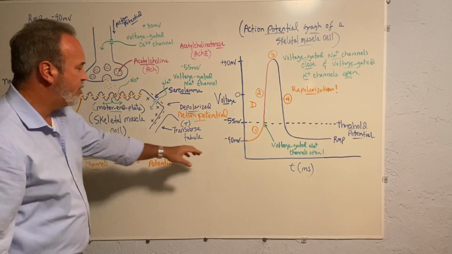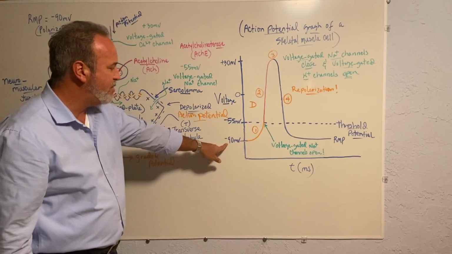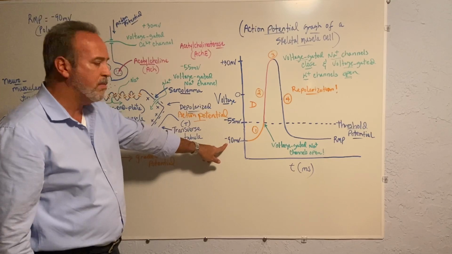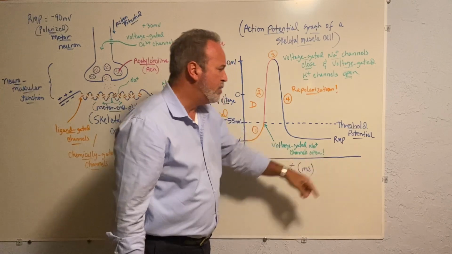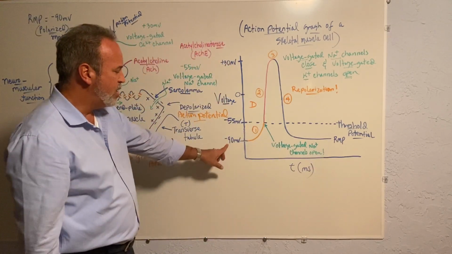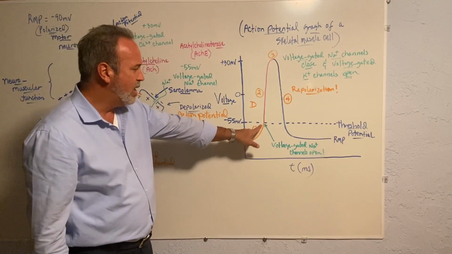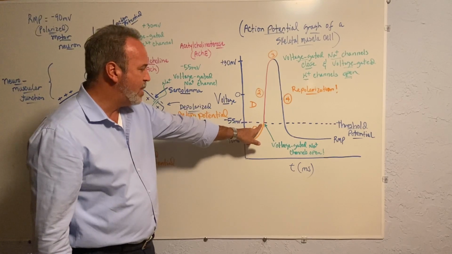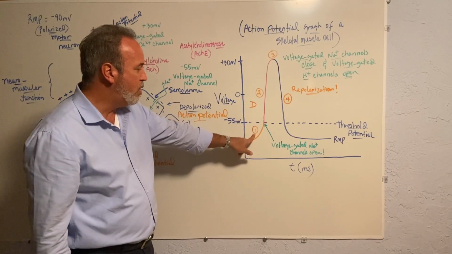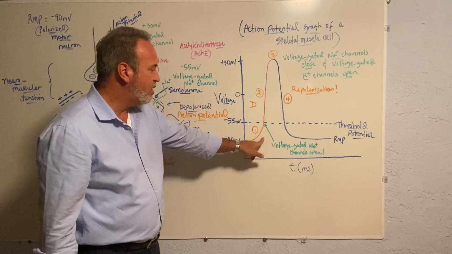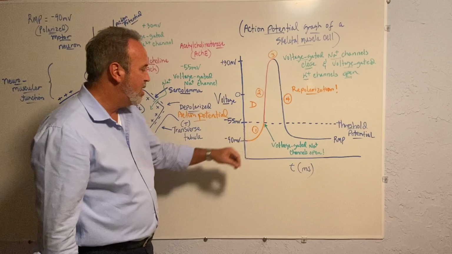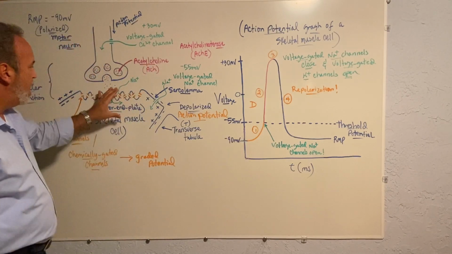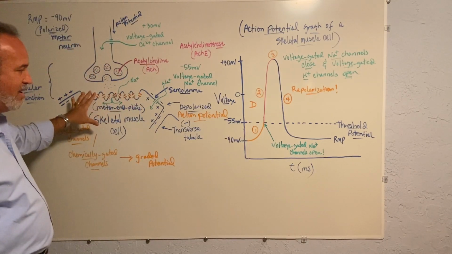And so from -90, we said that -90 was the resting membrane potential of a skeletal muscle cell, okay? And we need to take that -90 to the level of the threshold, okay? That's the event that is happening here in number 1. So this part of the graph, going from -90 to -55, this is what's happening at the motor end plate.